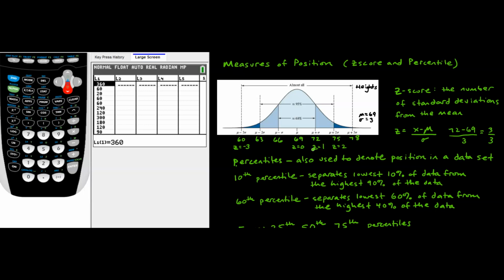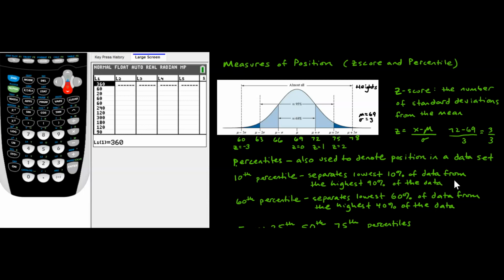So Z-score is going to be a very important tool for us in this class, but not necessarily at this point. Our focus at this point in terms of measures of position is more so going to be on percentiles. And again, this is also used to denote the position of a data point in a particular distribution. Now, you've all probably experienced percentiles at some point because most of us have taken a standardized test, and they often tell you your percentile, your score, how you do on that standardized test.